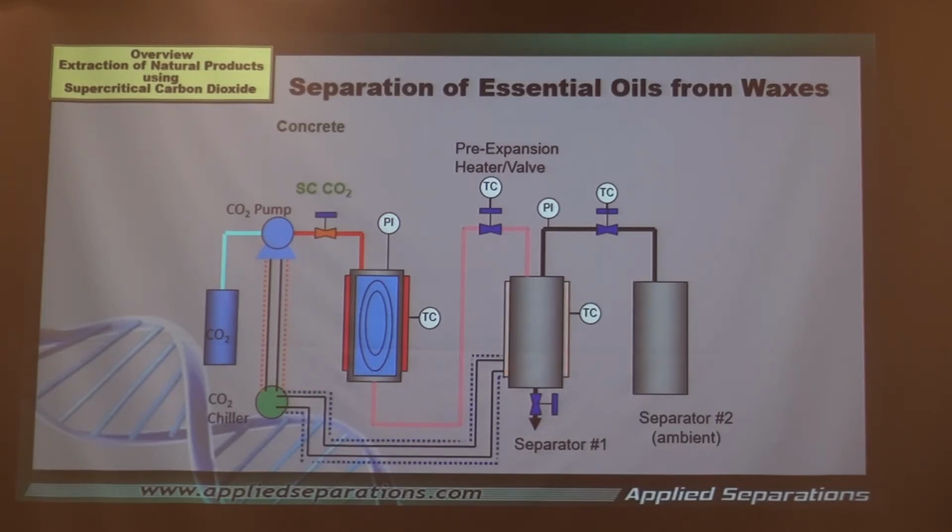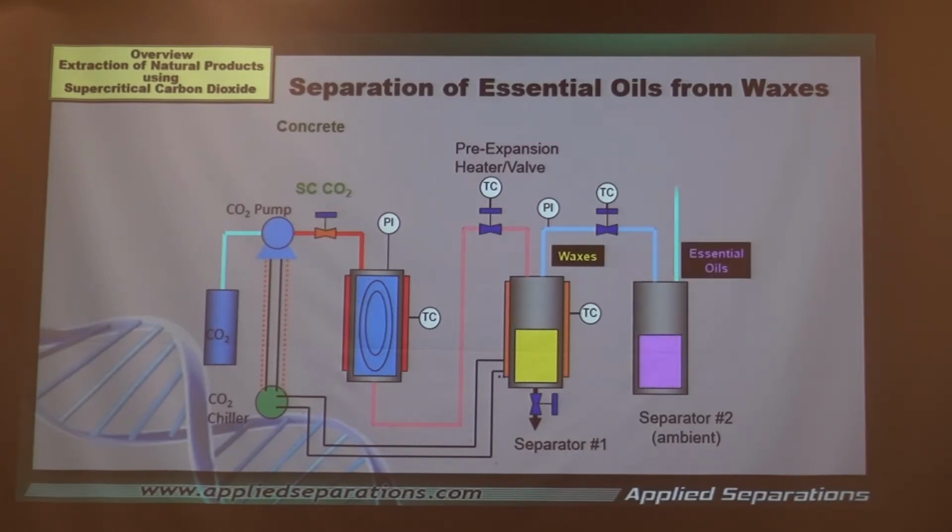And at this point, the supercritical CO2 becomes liquid CO2. The waxes are not soluble in liquid CO2. Many of the essential oils are. So in this particular case, I've now separated the waxes. They will fall out of solution. And then I go ahead and depressurize to a gas, and all the essential oils will come out.